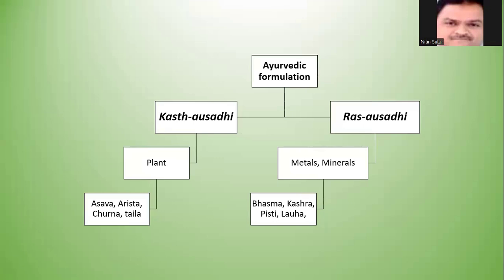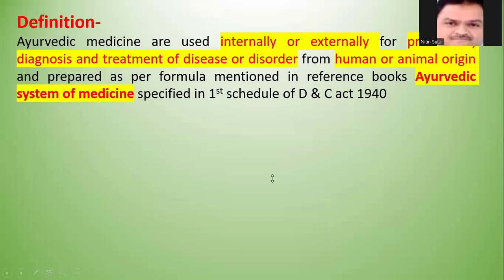Now let's see how many types of Ayurvedic formulations there are and how they are utilized. Ayurvedic formulations are medicines utilized internally or externally, mostly for the prevention, diagnosis, and treatment of human beings as well as animals. They are prepared by a specific formula, which should be mentioned in the reference books, such as the Ayurvedic system of medicine as specified in Schedule 1 of the Drugs and Cosmetics Act 1940. There are various reference books in which the formulas are mentioned, and as per those the drugs are utilized.